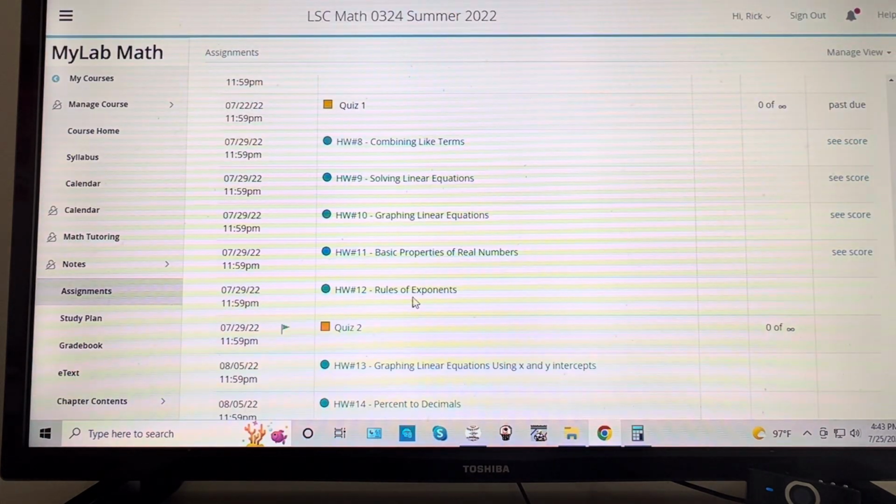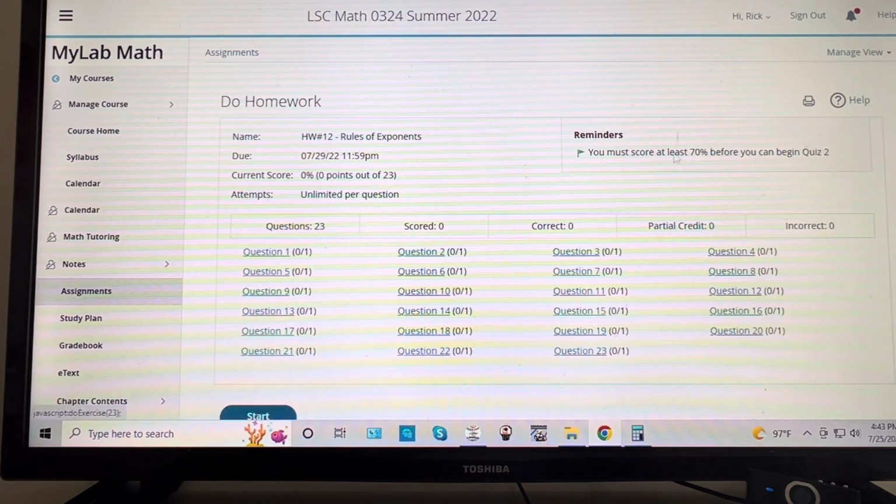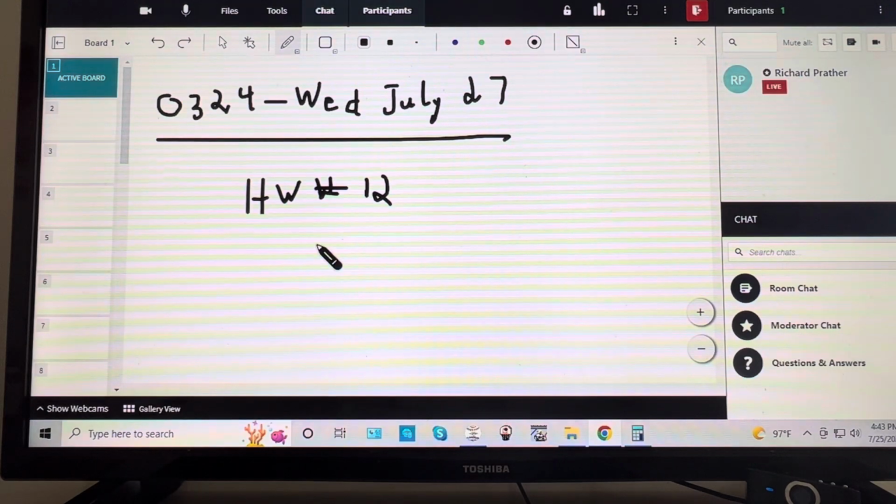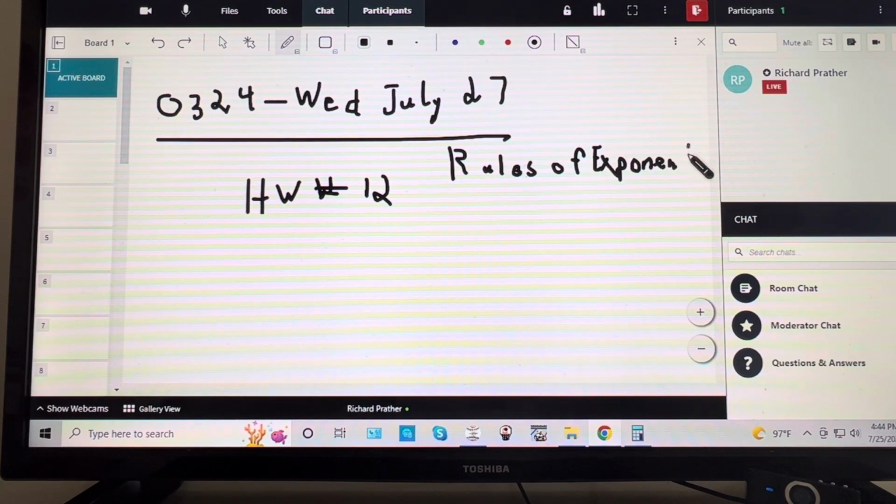So homework 12, rules of exponents. This one's got 23 questions. Before I even open any of the questions up, rules of exponents, there are three really important ones, and then there's a handful of others. Most of the rules of exponents are easy to do, but they're similar rules, so people get them mixed up a lot. Do the wrong one at the wrong time.